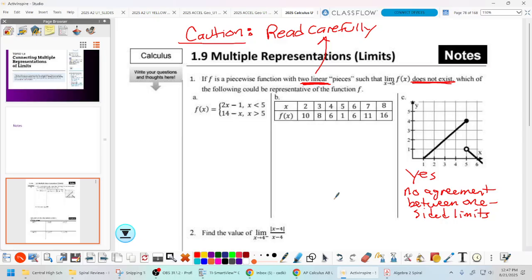Again, just read carefully because we're saying which one could not exist, and sometimes as you think through these, your brain might flip it and say, okay, which one can exist. Just be clear on what the question is asking.